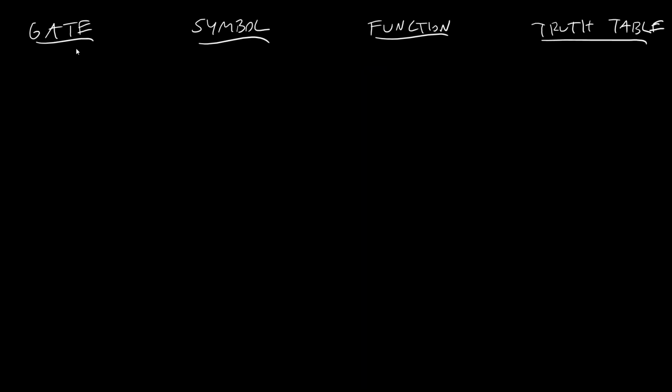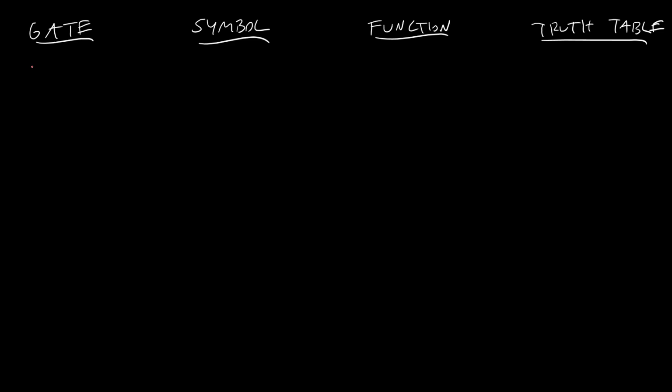Alright, let us now plow through our list of gates. For each gate, we are going to have four things. We're going to have the name of the gate, the circuit diagram symbol for the gate, the Boolean algebra function for the gate, and what's called a truth table for the gate. And we will explain what that means in a minute.